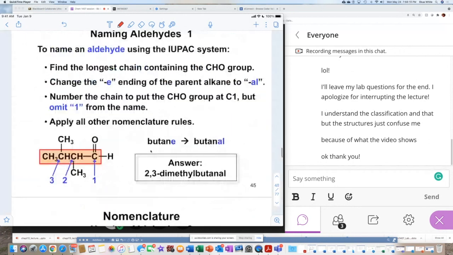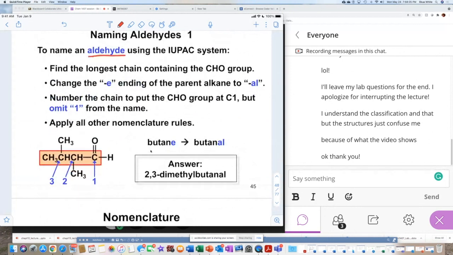Anyway, now we're moving on to naming aldehydes. When you're naming aldehydes, you want to number starting with the carbon with the functional group. Now we don't have an alcohol carbon, we have a carbon that is the aldehyde carbon, so you want to start numbering from there. And then find the longest continuous chain containing the CHO group. This is the carbon from the aldehyde group. Name it like you would an alkane, and then change the E and add al.